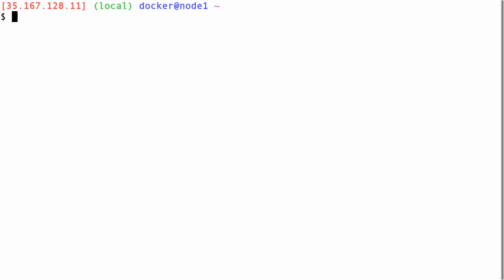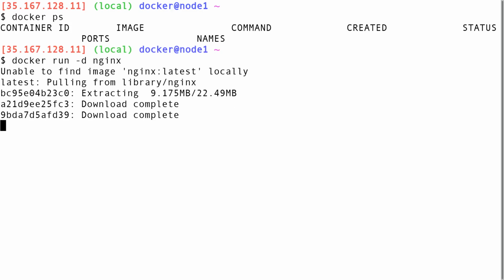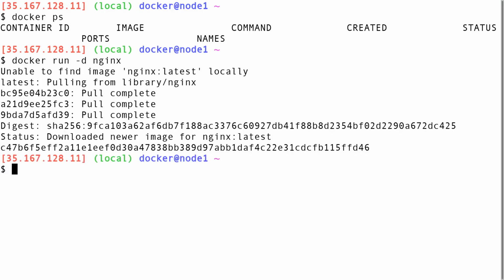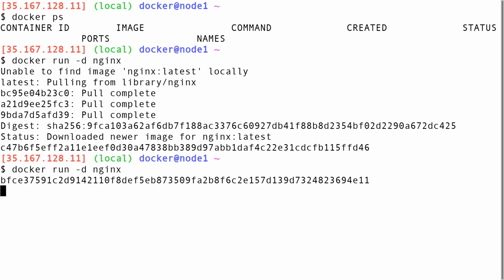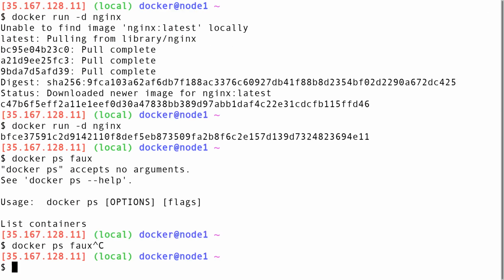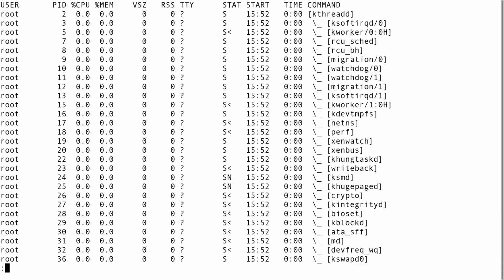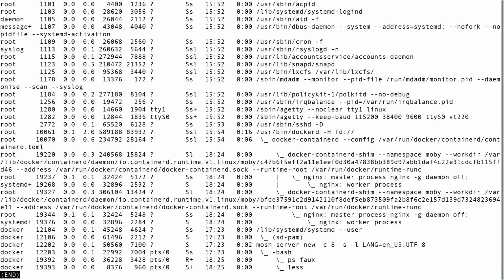And if that confused you, I'm going to show something that I hope will clear that up a little bit. I'm going to just run, let's say, an Nginx container and also another Nginx container. Now if I do ps faux, I'm going to unzoom that a little bit.